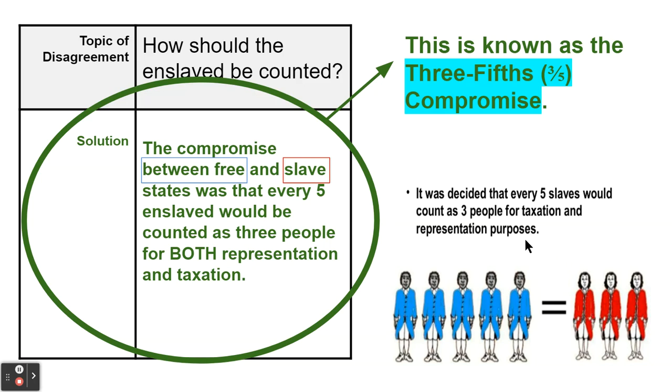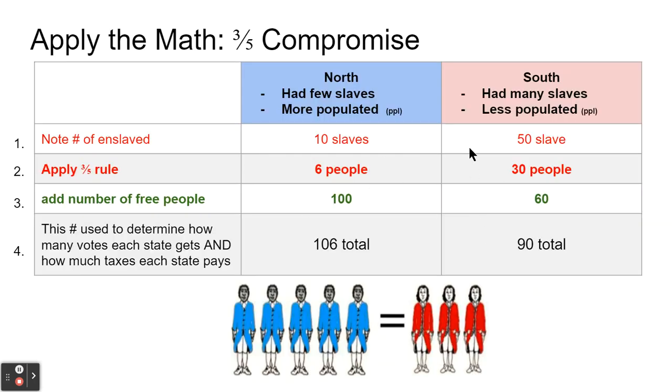And what we want to do to help you understand what this means is let's apply the math. As a student in social studies, you might be thinking, okay, that sounds kind of complicated. So let's take a look at a very basic math problem to show how this works. So as I mentioned before, the North is very populated. They have more people than the South. So let's factor that into our equation. So let's just do a basic example with some fake numbers to kind of paint the picture, okay? So it says note the number of enslaved. So if the North has 10, we know the South has way more enslaved. Let's put 50 down for them.